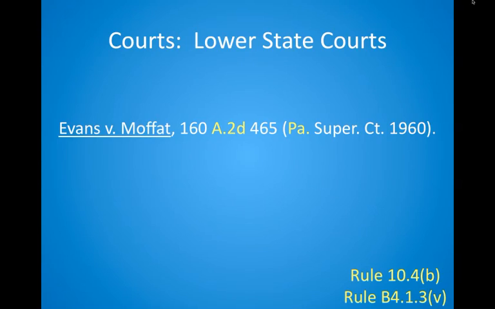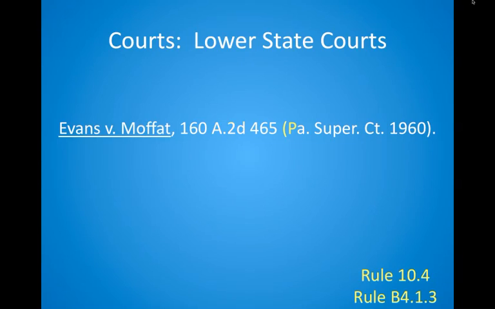Remember the exception that allows us to omit the state if it is unambiguously identified by the reporter. Here, the reporter is the second edition of the Atlantic Regional Reporter and does not tell the reader the name of the state. So, we must retain Pennsylvania.